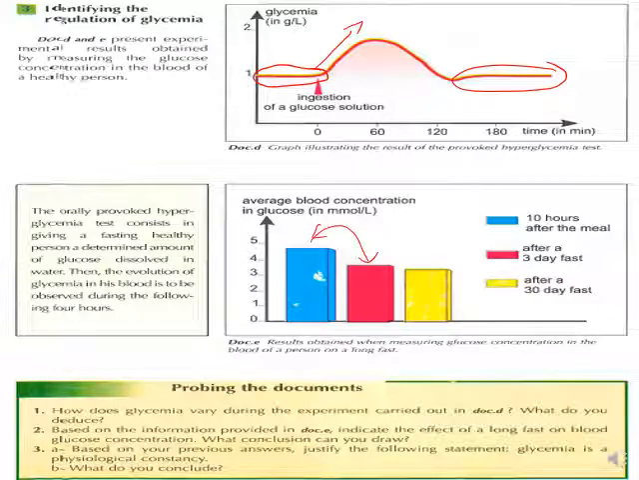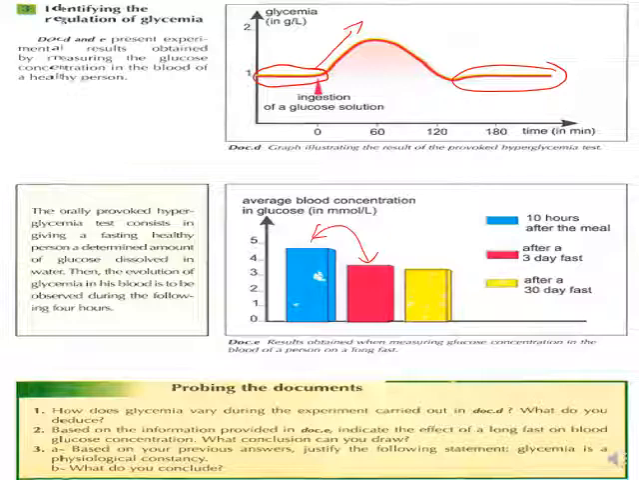So this indicates that the body has certain reserves. They have a reserve of glucose to support the decrease in the level of glucose. Part 3, based on your previous answers, justify the following statement.